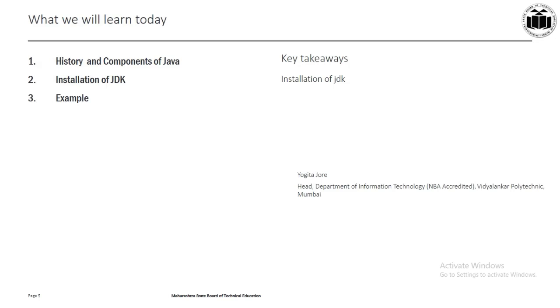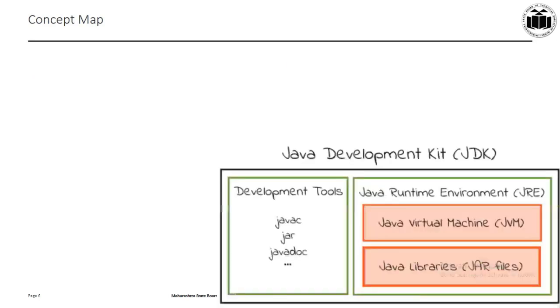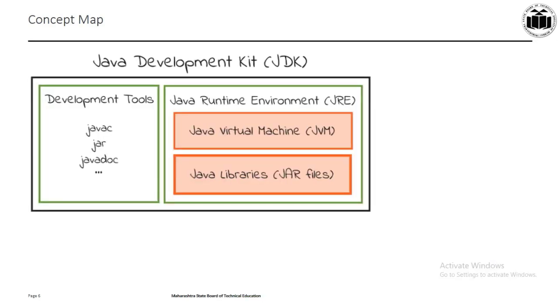Let us see the history of Java, components of Java, and installation steps of JDK and example, that is how to execute Java program. Here is the concept map. After this, students should know what is Java Development Kit and Java Virtual Machine.